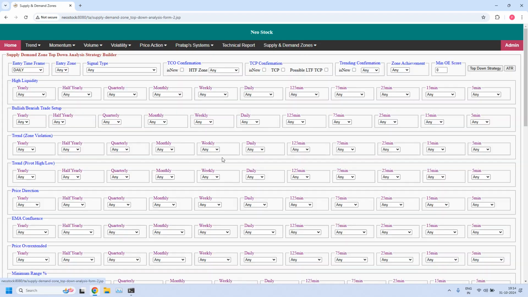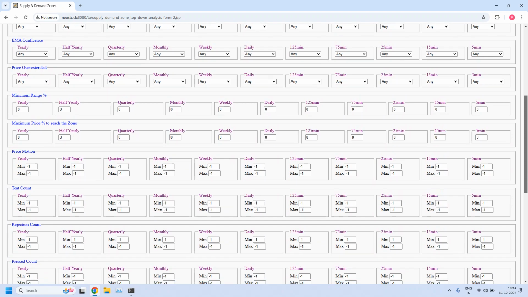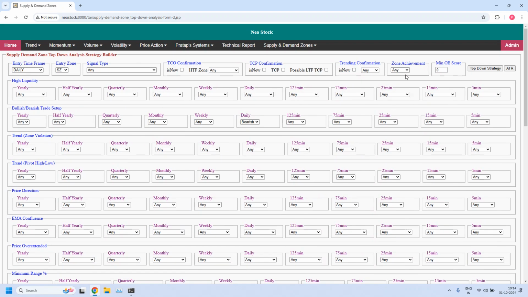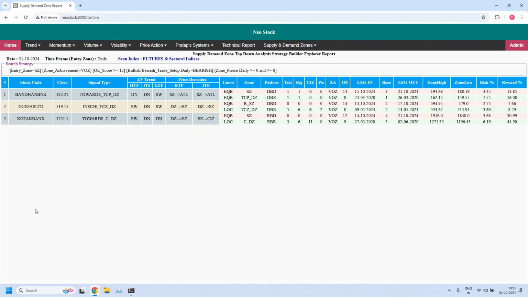Okay, next let us look for bearish trade setup for monthly income trade. In bearish trade setup for monthly income trade, entry time frame daily, entry zone is supply zone. In bullish or bearish trade setup daily time frame, I am selecting bearish. The daily supply zone should not be pierced. So in the pierced count and daily time frame, minimum value 0, maximum value 0. Zone achievement violated opposing zone, minimum odd enhancer score 12. All the three filters are applied to daily supply zone. We got three stocks. Currently these three stocks are supporting bearish trade setup for monthly income trade, that is entry time frame and entry zone are daily supply zone.